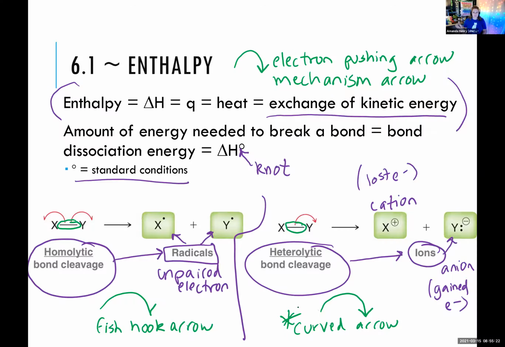I kind of combine them. I'll often call it a curved mechanism arrow just to put as many words in there as possible to have you understand what I'm asking for in terms of a test question. Sometimes I'll even put curved mechanism arrow and then in parentheses electron pushing arrow, just to hit anything in your brain that will help you understand what I'm asking for. Okay, so those are our two main types. We're definitely focusing on the heterolytic side because that's what most reactions go through.